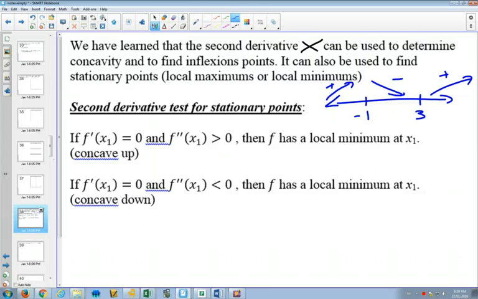And from the first derivative test, what can you tell me about -1? What's going to happen on our original graph at -1? It's going to be a maximum, right? And what's going to happen at 3 on our original graph? We're going to have a minimum. That was our first derivative test.